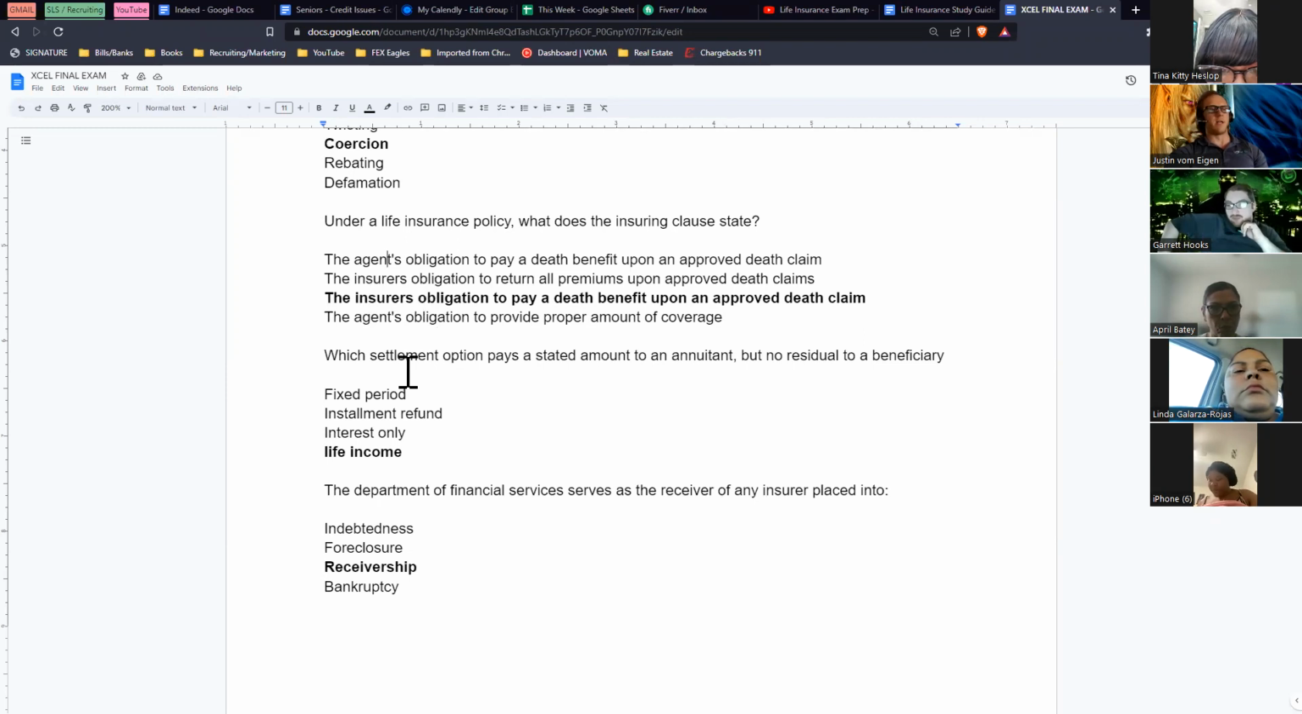Yes. Which settlement option pays a stated amount to an annuitant, but no residual to a beneficiary? Life income. Yeah, it's just life income. I think life income with period certain is the one that will pay to a beneficiary. Is that right, guys? Yes. Life income with period certain.